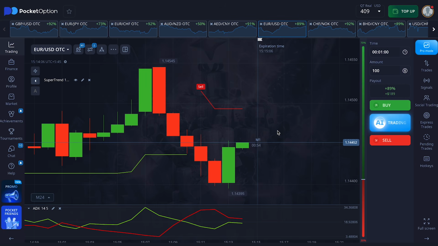So that's why practice on a demo account at first, and when you get comfortable with this strategy, only then go to the real account. And in the real account as well, put in a little money at first and then gradually increase the money after getting a profit from it.